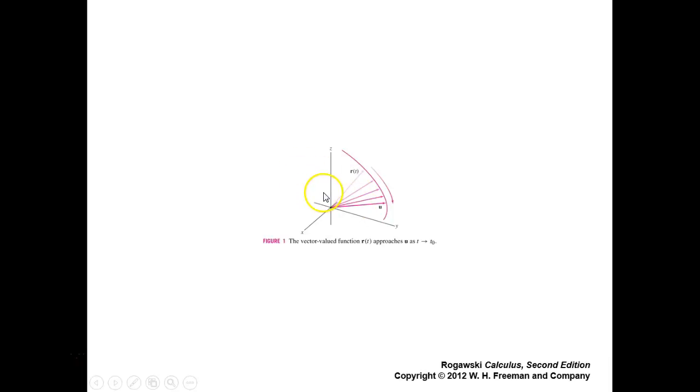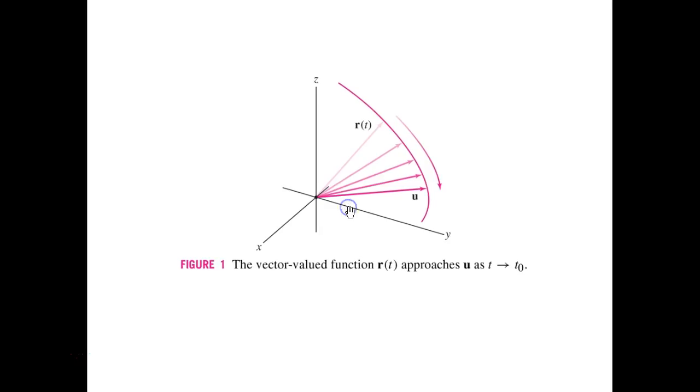Here is their picture, and this is probably far better than mine. Here is your r of t, some value, any old value t, anywhere along that curve. And if this r of t approaches u as t approaches t0, in other words r of t lining up right with u, then the difference between those is 0. The vector valued function r of t approaches u as t approaches t0. Now they don't show what t0 is. So say t1, t2, t3, t4. As t approaches t0, then r of t is approaching.